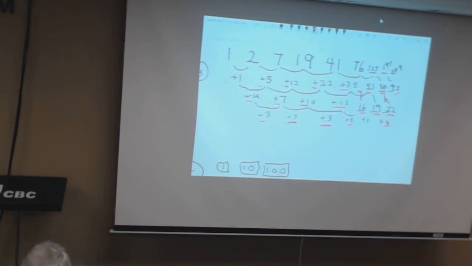Maybe I should change colors here. 1 to 1. No, that's not the right color to use. 1 to 1 to get, what in the world? Change to that one. Well, it doesn't want to change that.